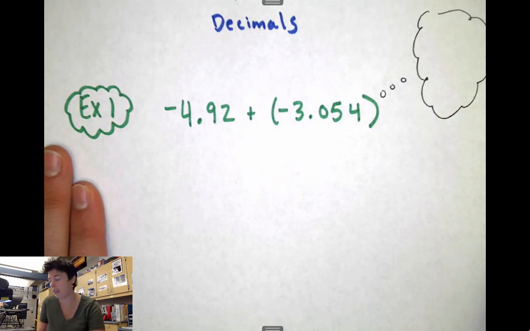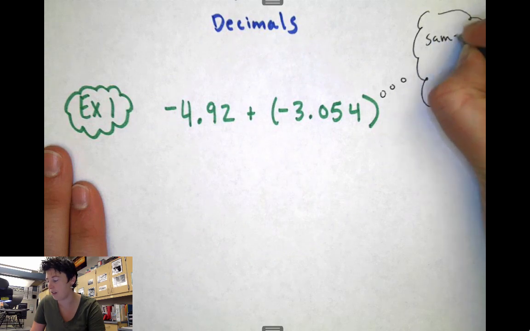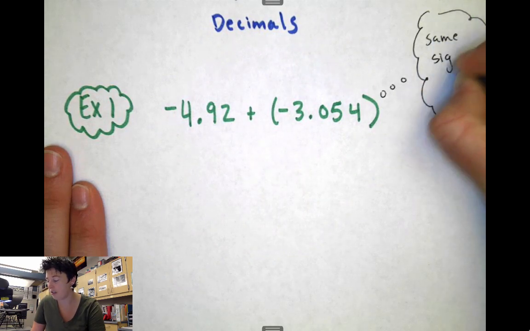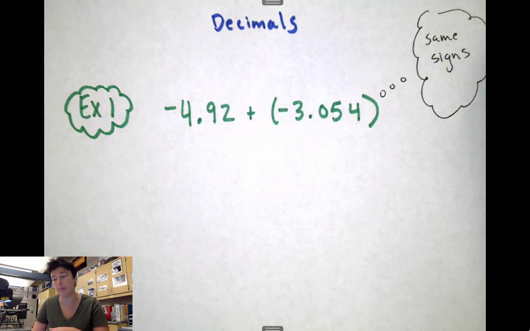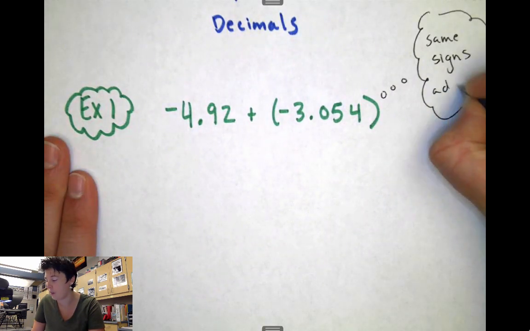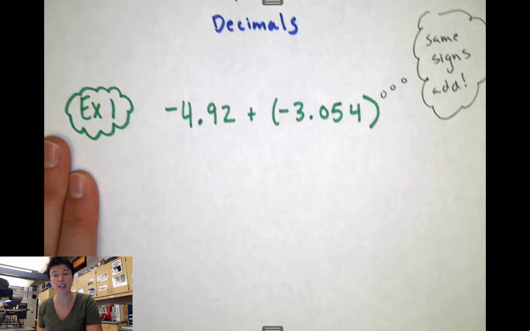When I see this problem, I see two negatives being added together, so I see the same signs. And with addition, when you're adding with the same signs, all you do is add the numbers and keep the signs. So all I got to do is continue to add and keep my answer negative. That's really all my process is.